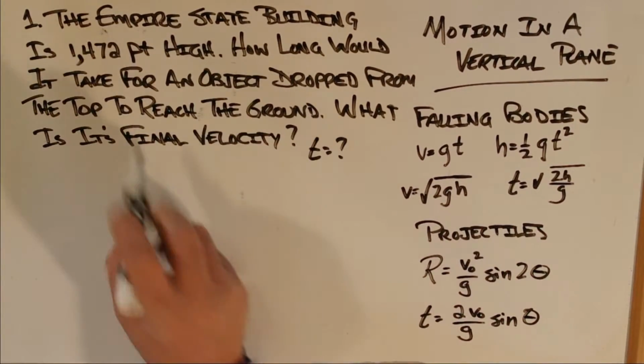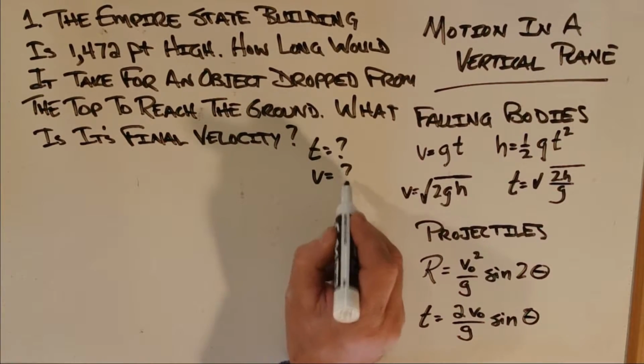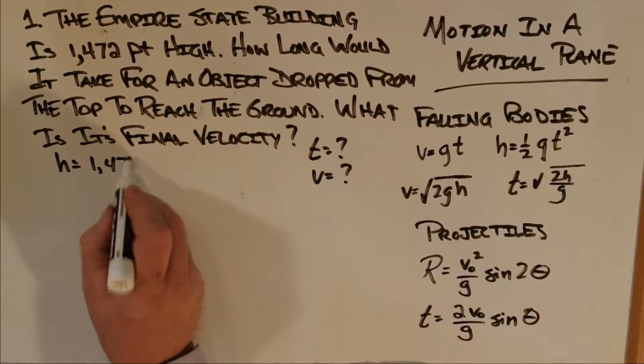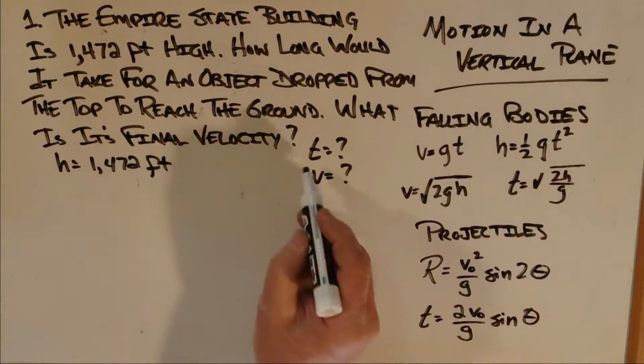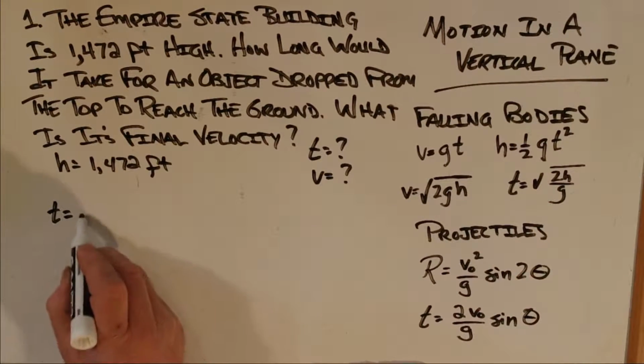The first problem, the Empire State Building, 1,472 feet high. How long would it take for an object dropped from the top to reach the ground? And what would its final velocity be? We have height given again as 1,472 feet. We're looking for time and velocity.